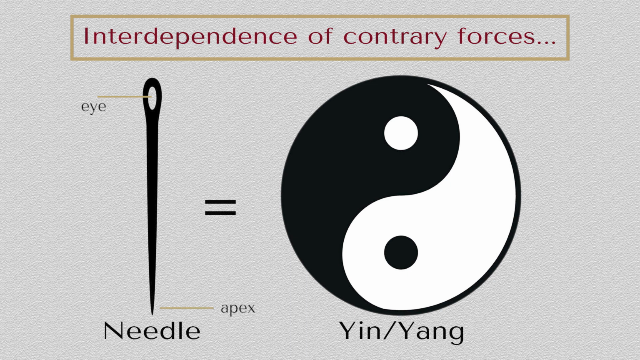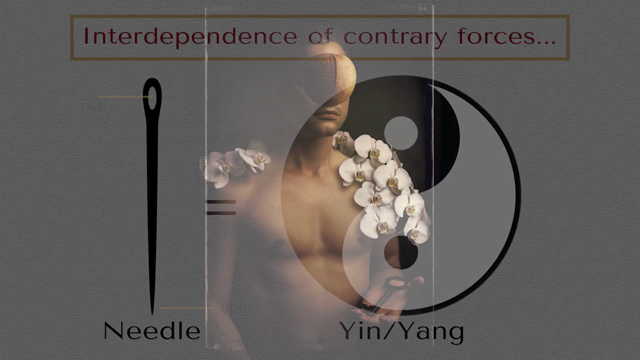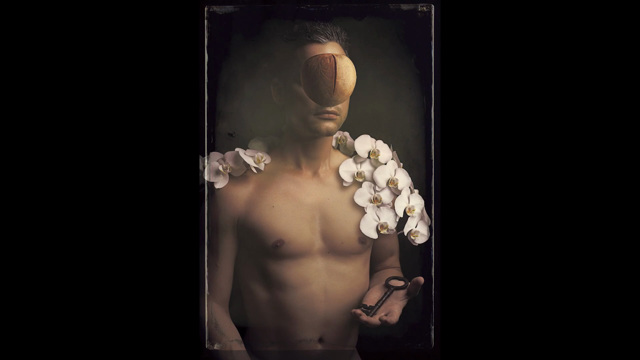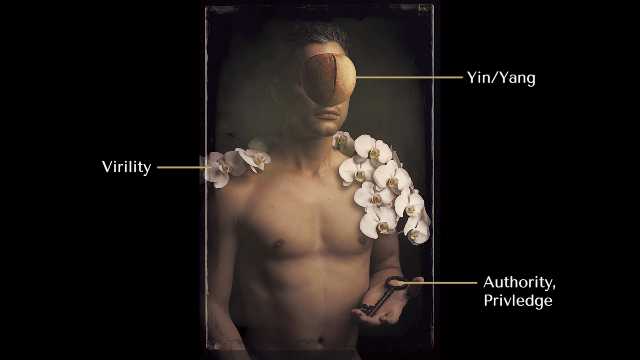We then broke down the specifics of our apex male image. We talked about the key he is holding in his hand. We talked about the orchids around the neck and the seed, which is an avocado seed, obstructing the face.